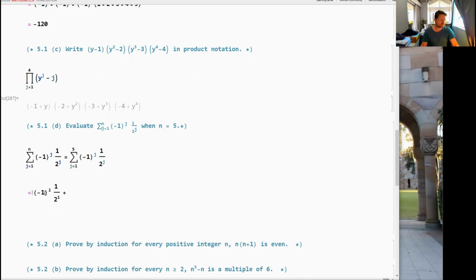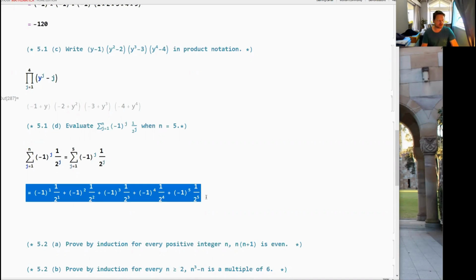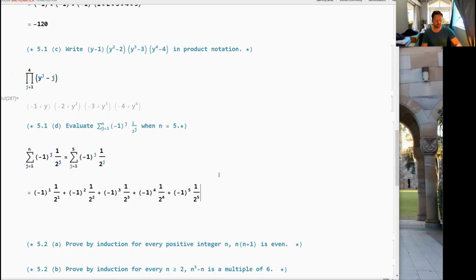Okay, but we have 5 of these, so I'll just copy and paste this 4 more times, and then I'll change the numbers. So the second one was subbing in 2, and then the third one subbing in 3. Then we sub in 4, and then we sub in 5. Okay, and then all you have to do is simplify this. So let's make another line and simplify that.